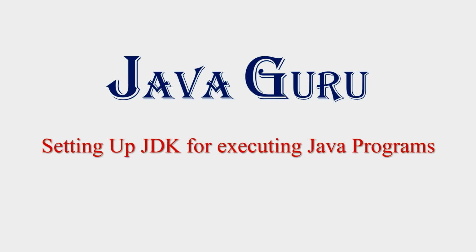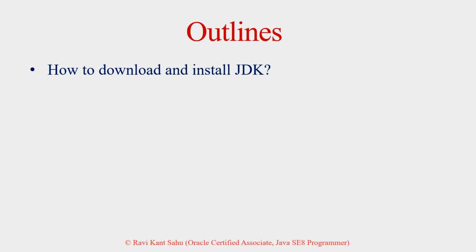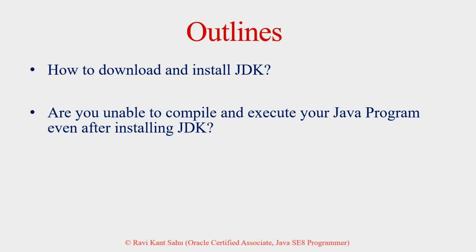So what we are going to cover in this particular video is, first of all, how to download and install the Java Development Kit, and secondly, what kind of issues can be there even after installing the JDK. Sometimes you are unable to compile and run the program, so we'll be talking about how to resolve these kinds of issues, which is actually the step that we call setting up environment variables.